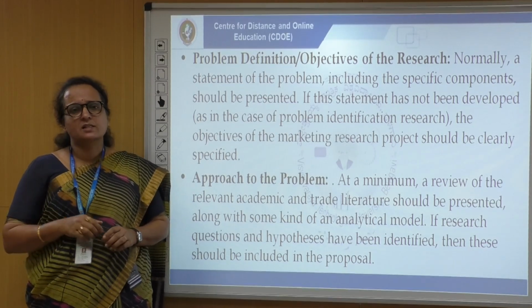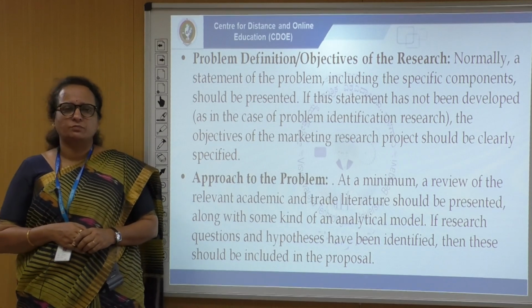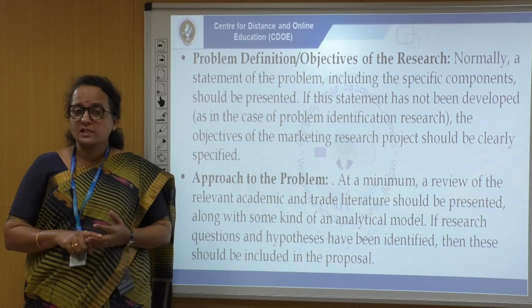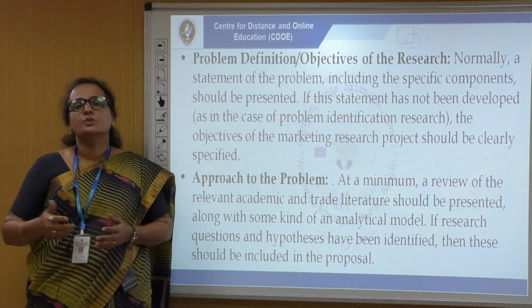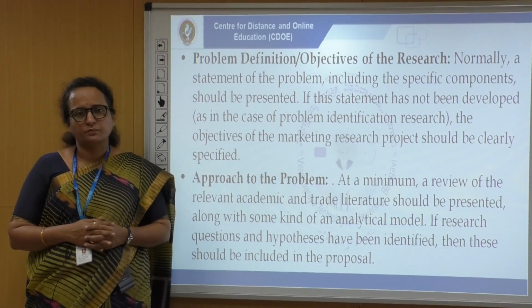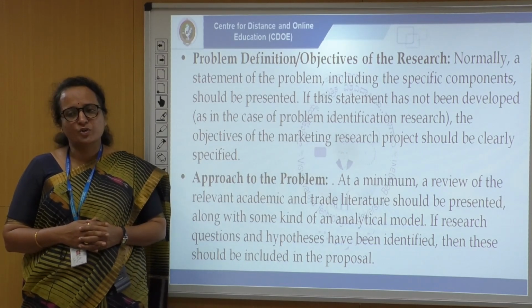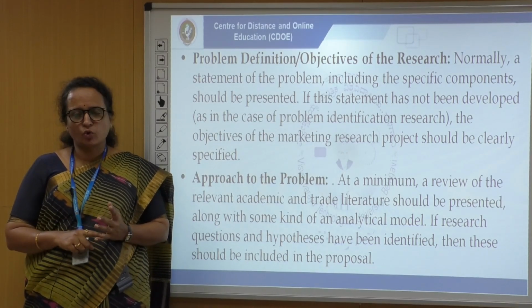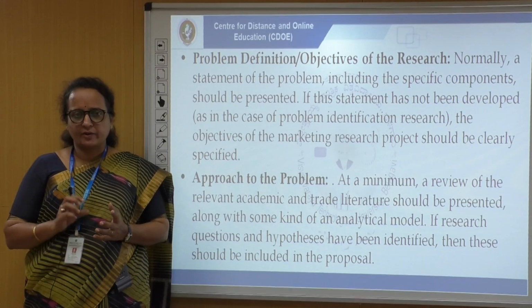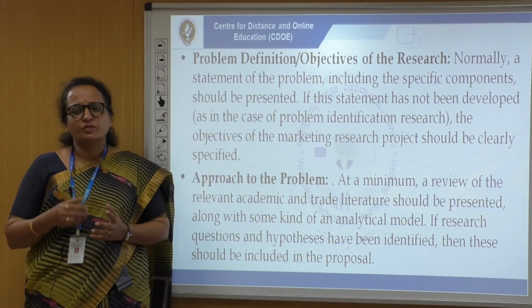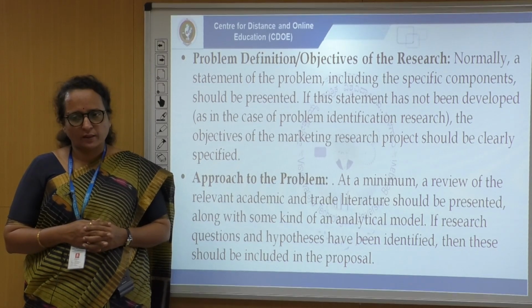After that, the next step is the approach to the problem. Once the problem is clear and the objectives of the study are made clear, the next step is what approach will be used for solving the problem. At a minimum, a review of the relevant academic and trade literature should be presented. Review of literature could be one approach. Existing literature will be reviewed, a thorough analysis will be made out of that, and the nature of the problem will be understood. This is one thing.